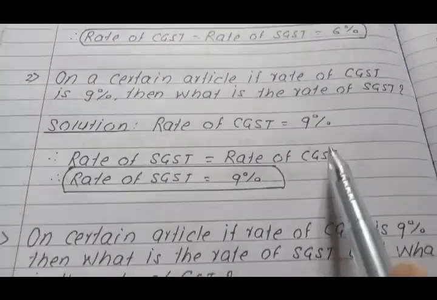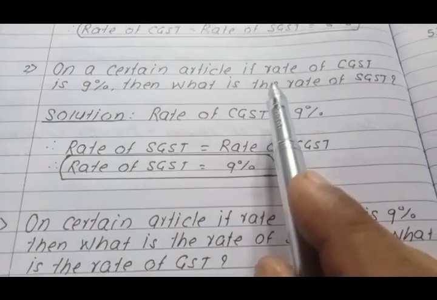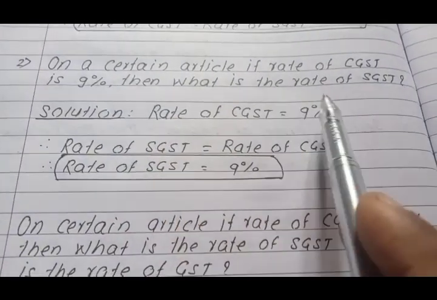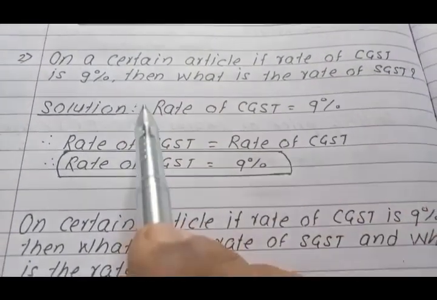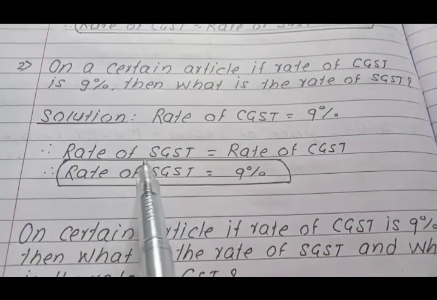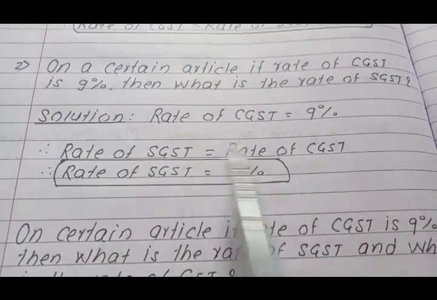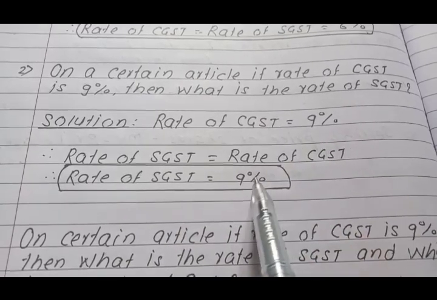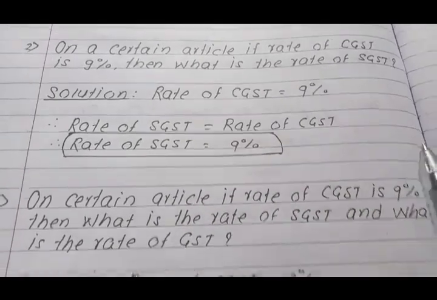Number 2. On a certain article, if the rate of CGST is 9%, then what is the rate of SGST? Answer: rate of CGST is given as 9%. We know rate of SGST = rate of CGST, both are equal. So rate of SGST is 9% also.